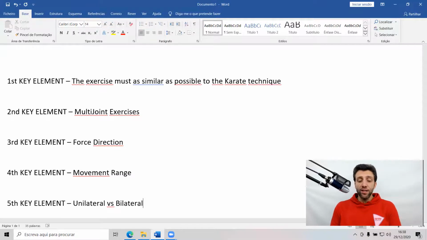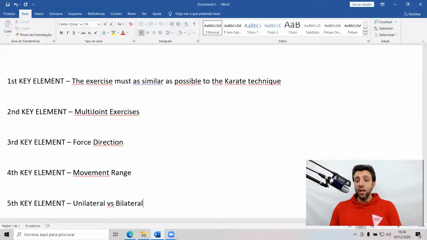But the bilateral exercise also has advantages. One of them is time management. If you have less time to put your athletes in the gym or training strength in the dojo, you will lose less time with bilateral exercise because you just make 10 repetitions, for example, of a certain set, while in the unilateral exercise you make 10 on one leg and 10 on the other, which is double the time, more or less. So time management is an advantage for bilateral exercises.